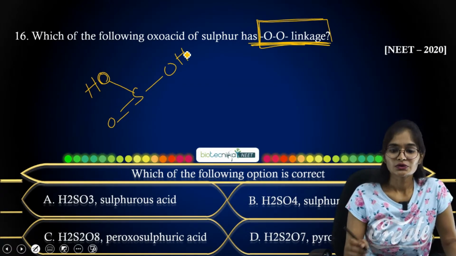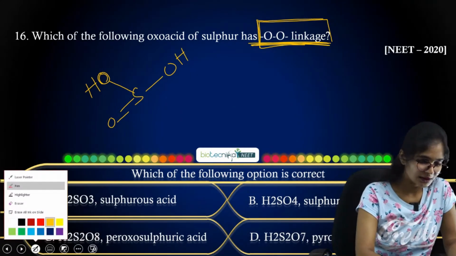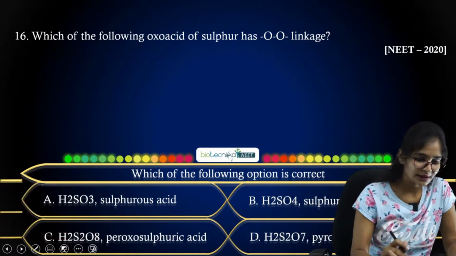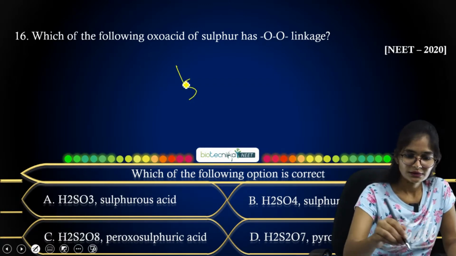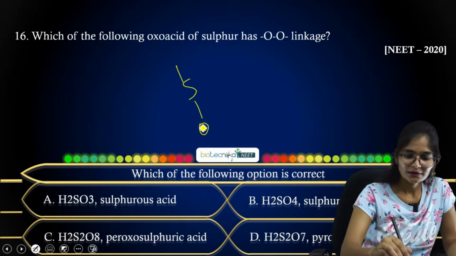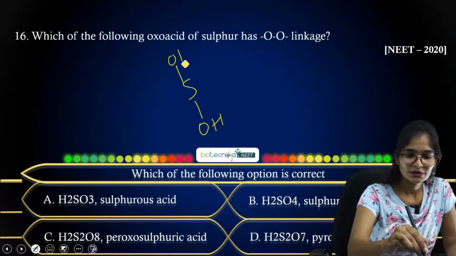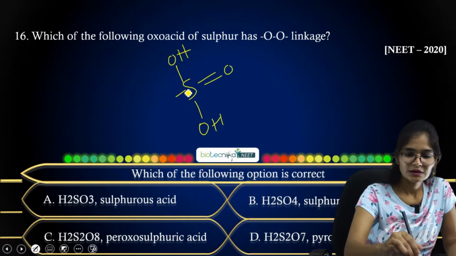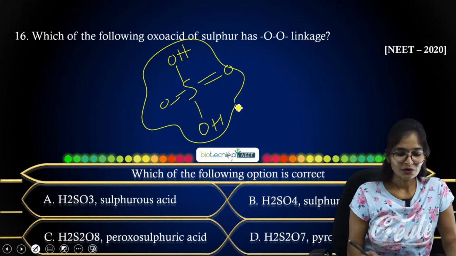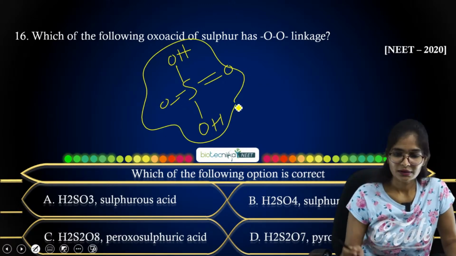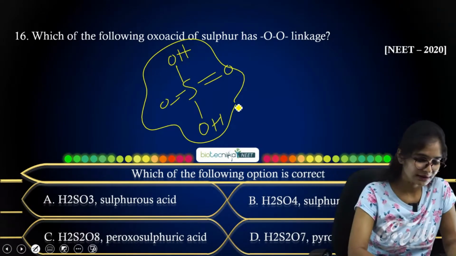Now coming to H2SO4. So you can show it like this. Just let me choose a different color. Sulfur and again OH, right? And S double bond O, right? So this is H2SO4. Now coming to the next, where H2S2O8, you can show like this.